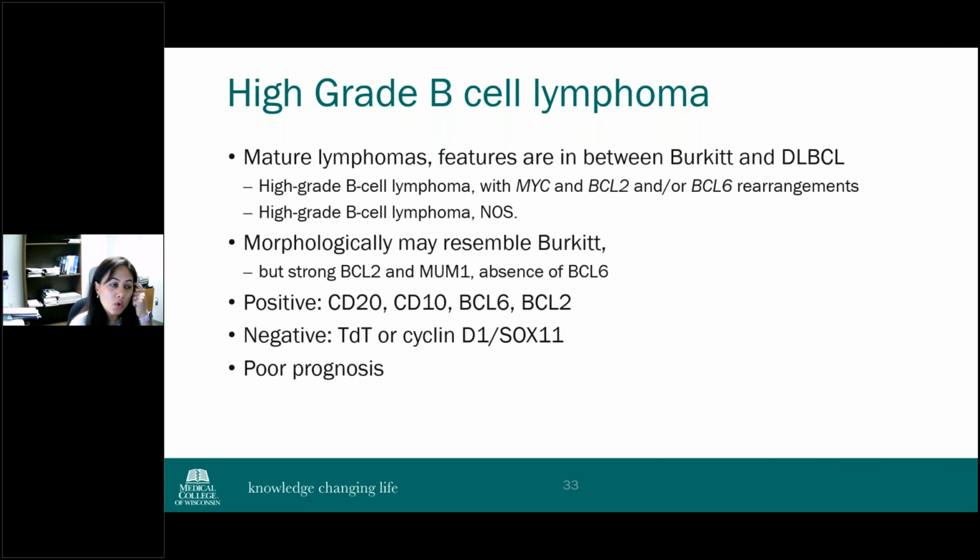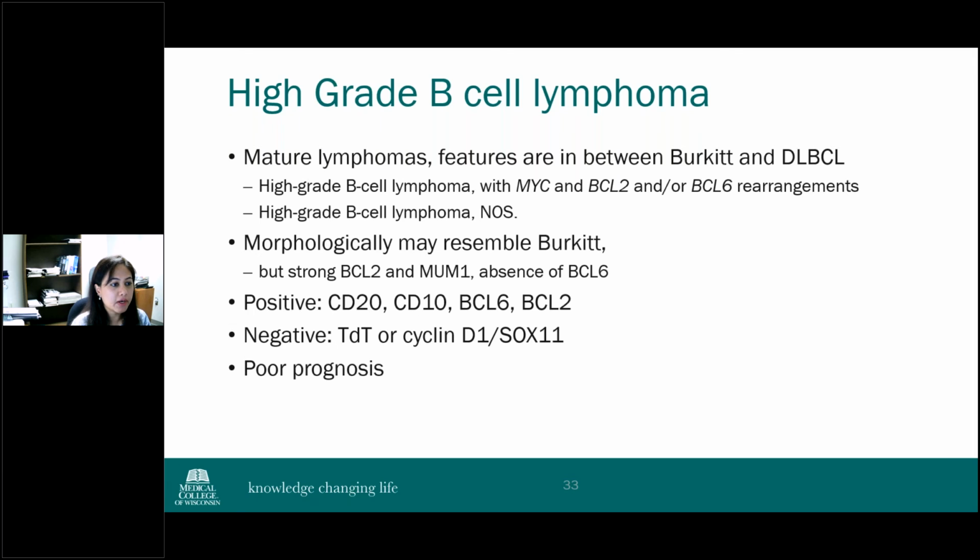Moving on. Briefly, we'll talk about the high-grade B-cell lymphomas. This is a new entity which was defined in the new WHO classification. These are lymphomas which are in between Burkitt and DLBCL. They usually have a MYC translocation and a BCL2, with or without BCL6 rearrangements. The high-grade B-cell lymphomas can also be not otherwise specified. So these are the two main categories under it.